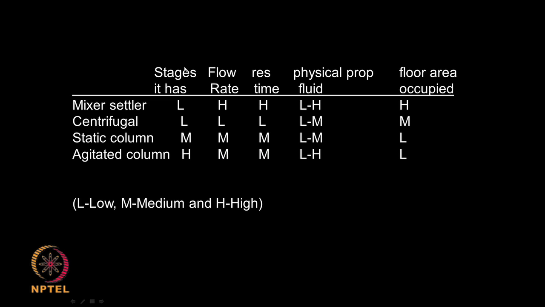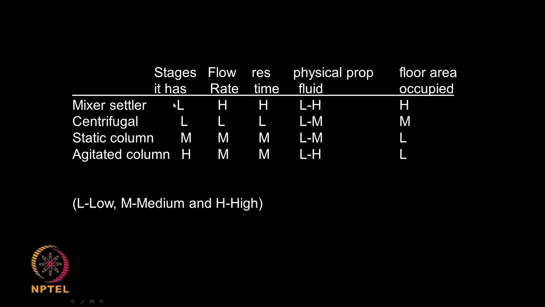and you select based on your requirements. Okay. So, for example, stages, we can have a large number of stages in agitated column, you can have medium number of stages in static, and mixer settler very low. Flow rate, we can achieve very high flow rate in mixer settler, low flow rate in centrifugal. Residence time generally is very high in mixer settler because we have to give sufficient time for it to settle, whereas in agitated columns we can have medium residence time, and centrifugal residence time is very low. Floor space occupied, mixer settler occupies very large floor space, whereas agitated columns occupy very low floor space.